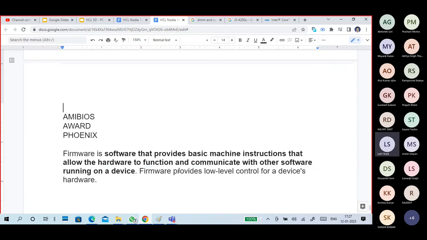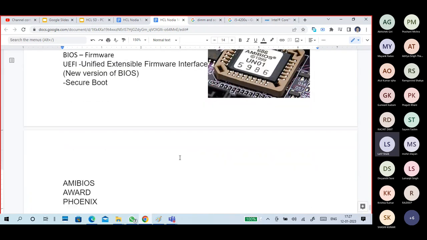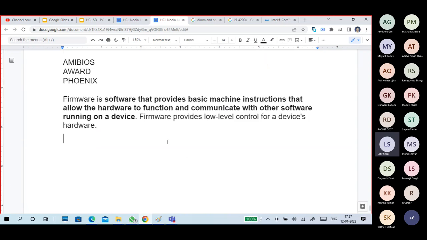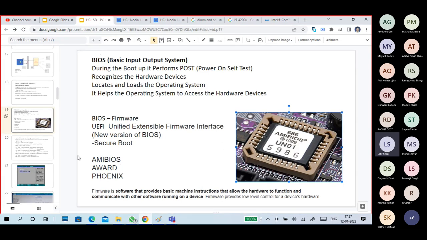Different BIOS manufacturers are there, like AMI BIOS, Award BIOS, Phoenix BIOS, Dell BIOS, Lenovo BIOS. Different BIOS manufacturers are available in the market.